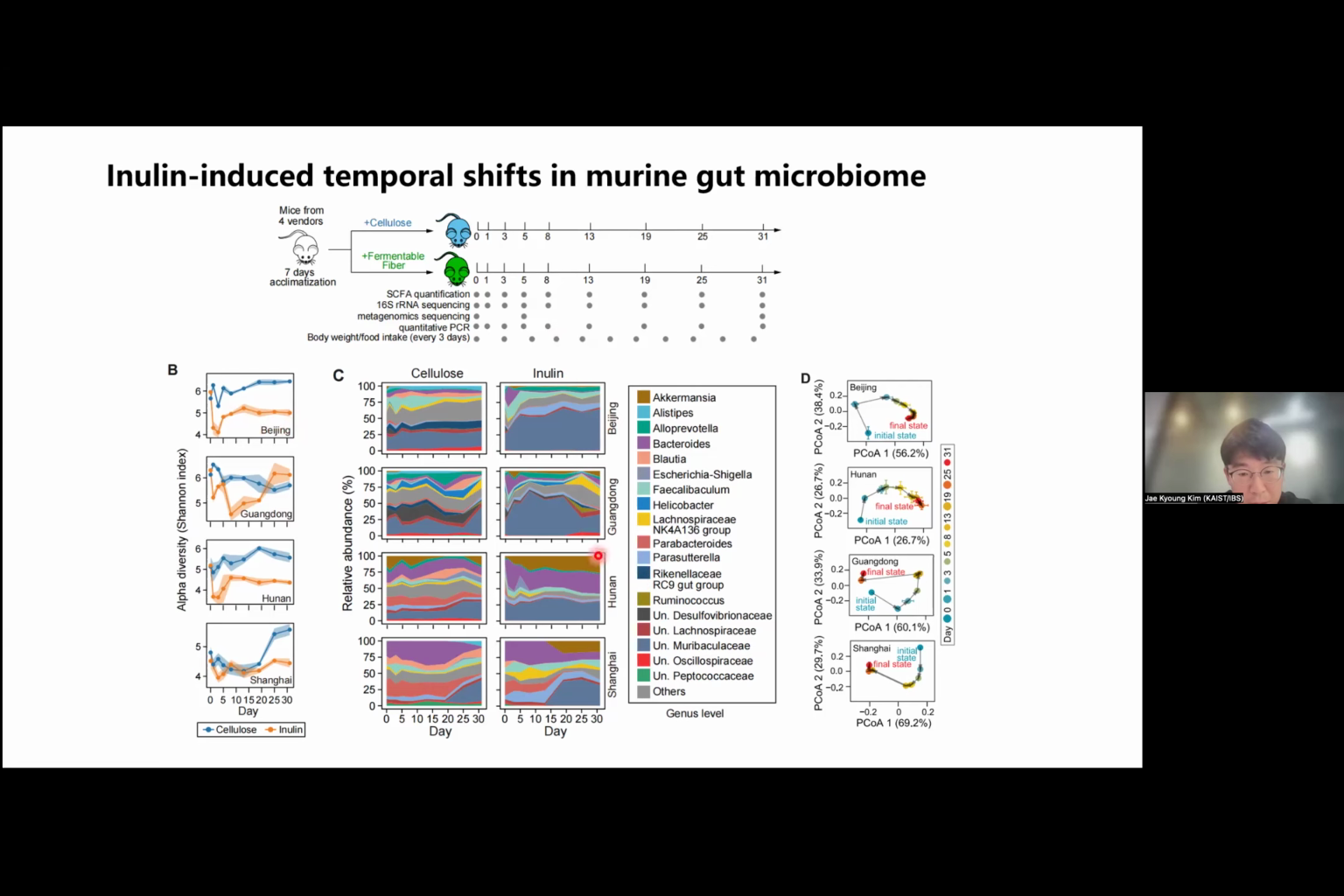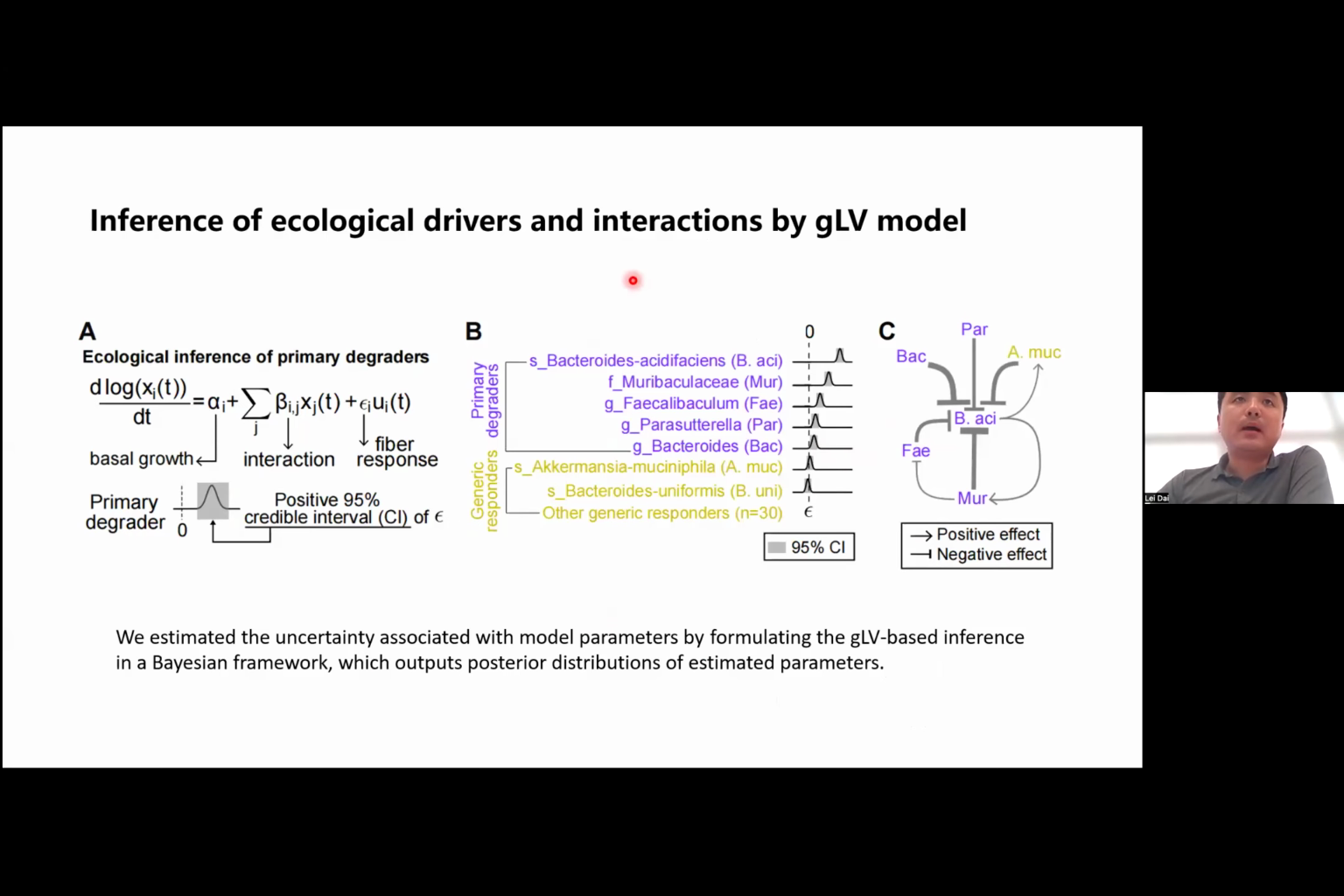You can also look at how the microbiota composition shifts over time, like a trajectory. That's our observational data, right? So we're trying to understand what's going on, and we used a well-known ecology model.